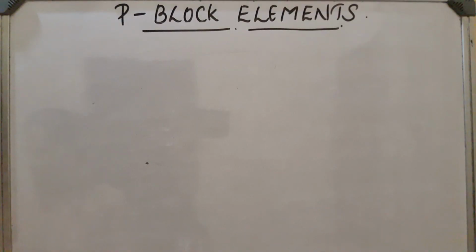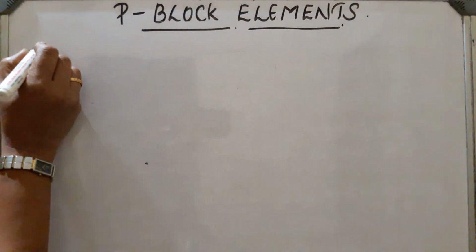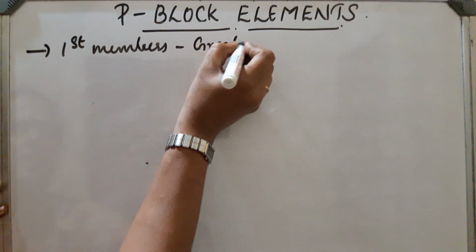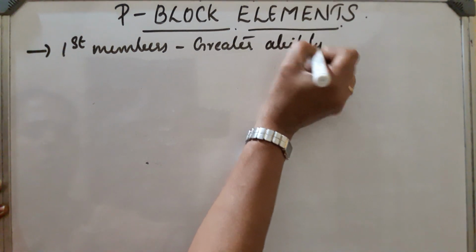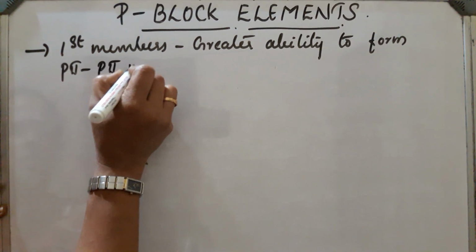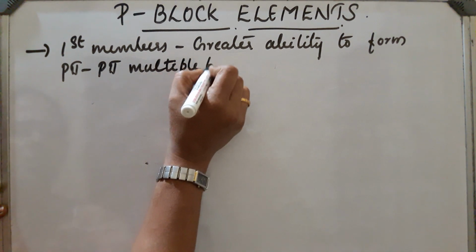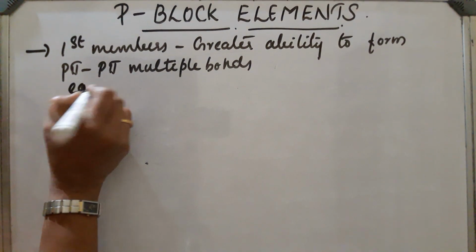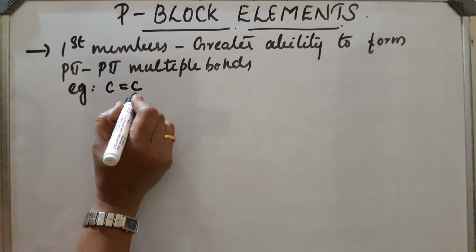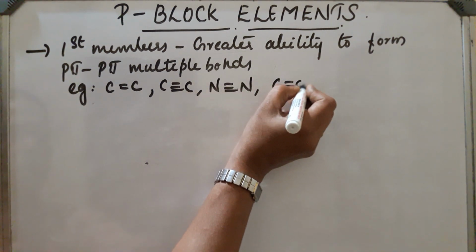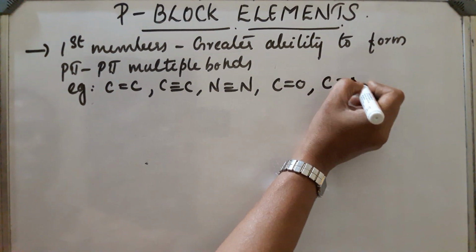Next, the first members of these groups have the greater ability to form p-pi multiple bonds to itself or with other elements. For example, C=C, C≡C, N≡N, and with other elements, C=O, C=N, etc.